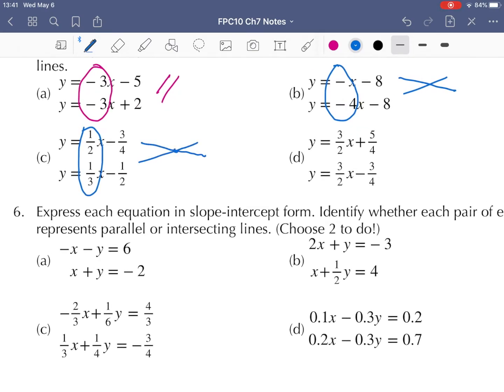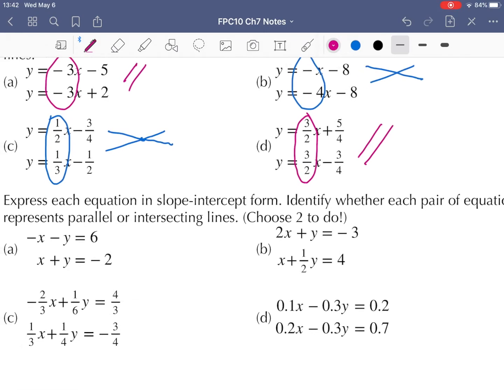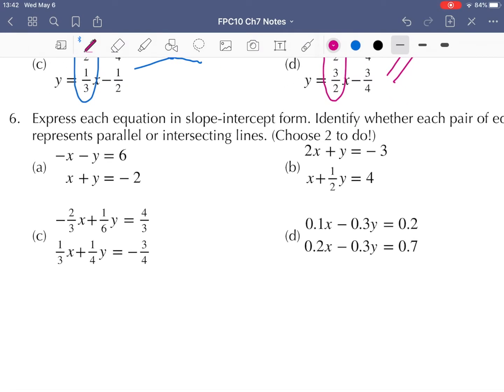Letter C. Slope of the top one is 1/2. Slope of the bottom one is 1/3. Those are not the same slopes. Therefore, they will cross at one spot. Letter D. Slope of the top one's 3/2. Slope of the bottom one's 3/2. Therefore, they will be parallel.